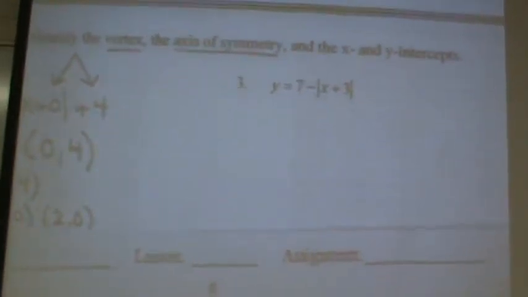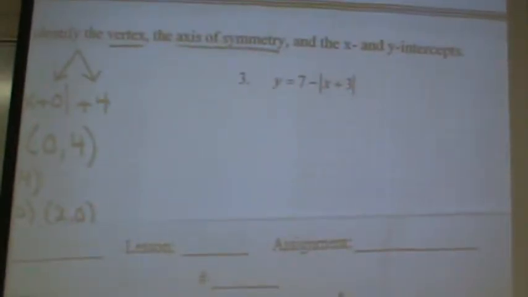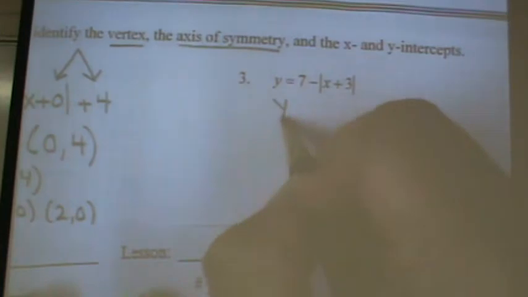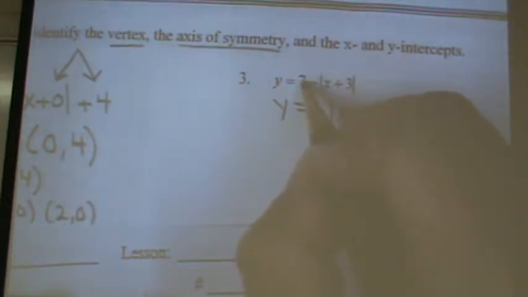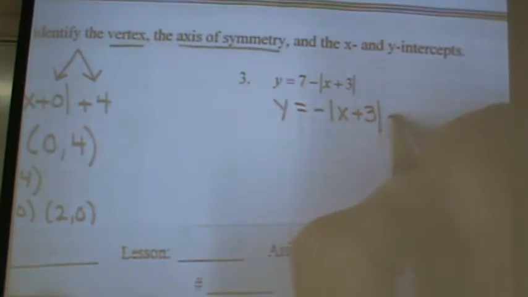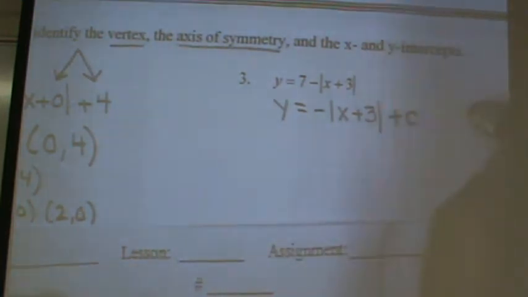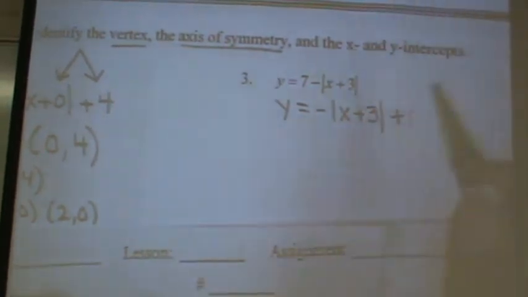This one's written to trick you. Can you fix it? I want to know what's the A, what's the B, and what's the D value? The D is 0? No. Anyone know? It's 7. That's your D. They wrote it, they put the D value in front. They can do that. D is 7.